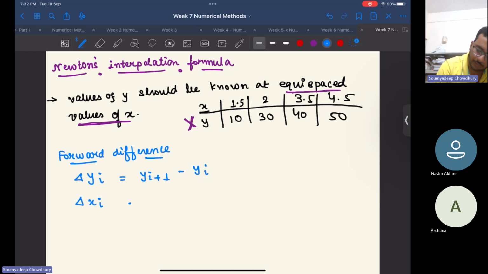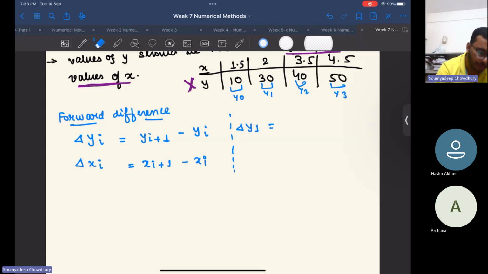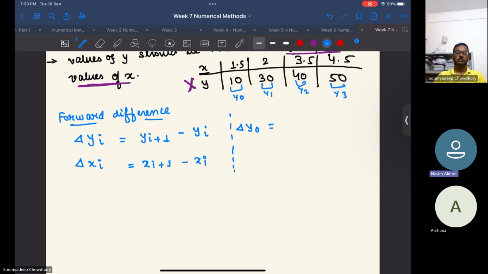Similarly, delta xi will be equal to xi plus 1 minus xi. So we will see, these are the values of y. Suppose this is y0, this is y1, this is y2, this is y3. Just as an example, what will be delta y0? Can any one of you tell what is delta y0 here? It will be 30 minus 10, 20.